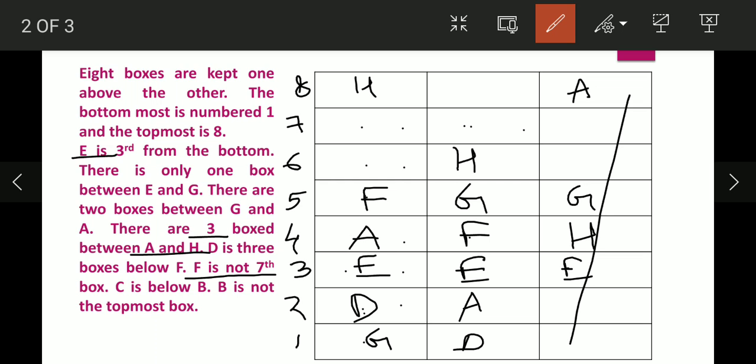Now next, what is given? C is below B. C is below B, so C would be at this position, B at this, in this case also B above C. But it is given that B is not the topmost box, therefore this condition is not correct, since B is at the topmost position. So this one would be our final answer.